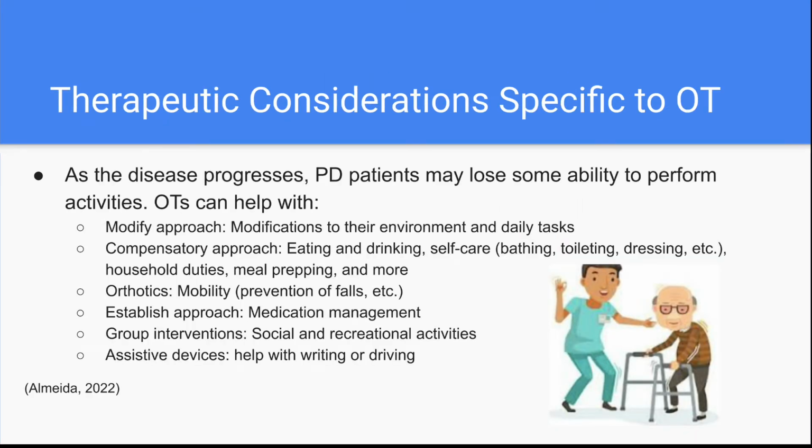Parkinson's patients may lose some ability to perform their daily activities, and occupational therapy can help with those activities. Some therapeutic considerations specific to OT include a modified approach to change their environment or tasks to better fit their abilities, a compensatory approach to daily activities such as eating and drinking, bathing, toileting, dressing, household duties, meal prepping, and more. An example of this would be using a spoon with a bigger grip or a longer spoon.